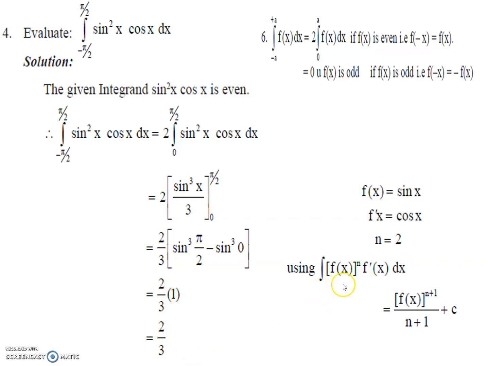So which theorem do we have to use? Yes, the integral of f of x raised to n times f dash of x dx is f of x raised to n plus 1 upon n plus 1, plus c. This property we have to use to solve the example.